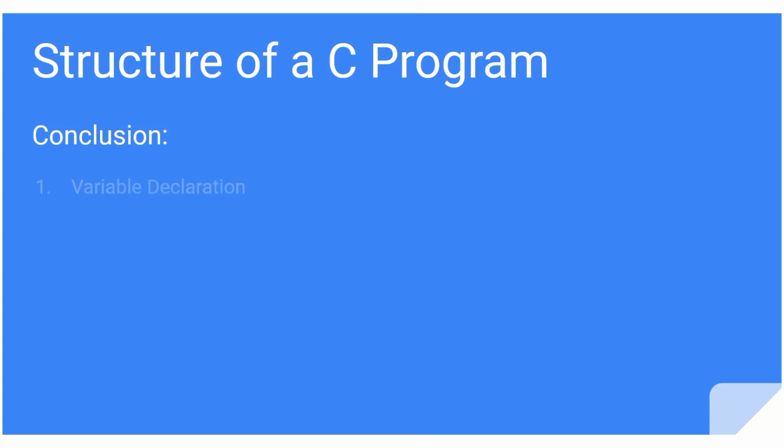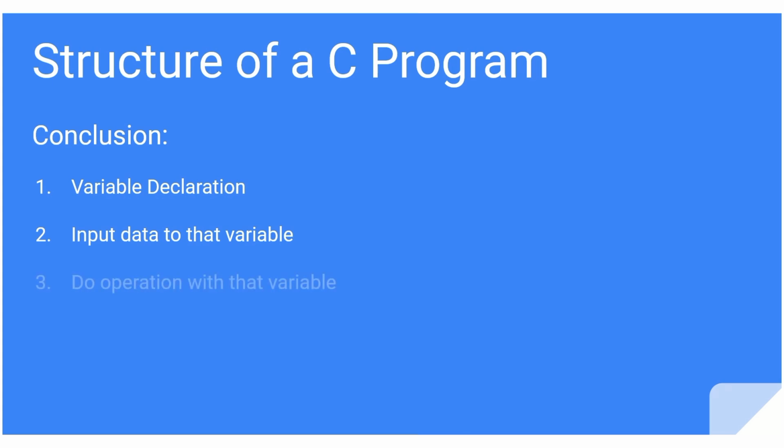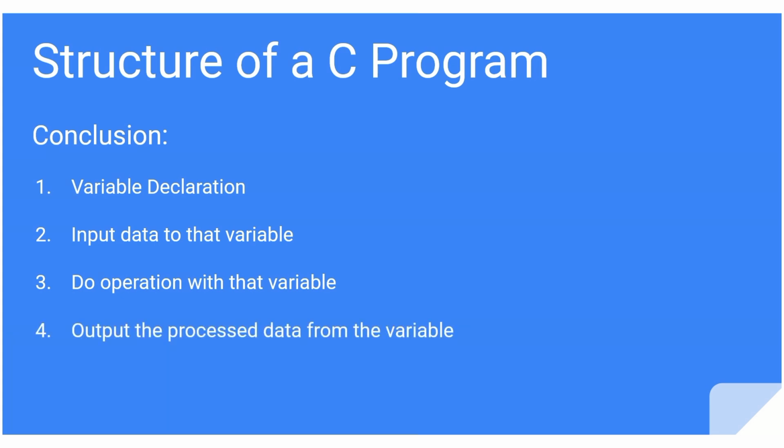What is the conclusion? First is variable declaration. It is used to set up space to hold the data. Second, input data to that variable. It asks you for some data. Third, do operation with that variable. It does some operations with that data. Then output the processed data from the variable. It tells you the answer.